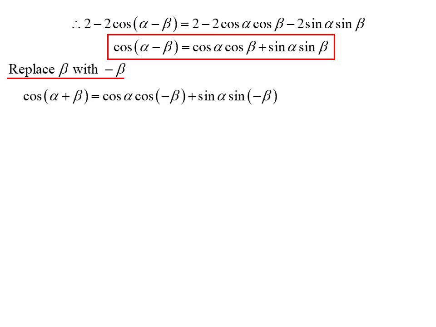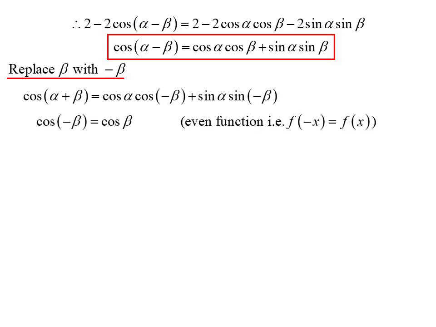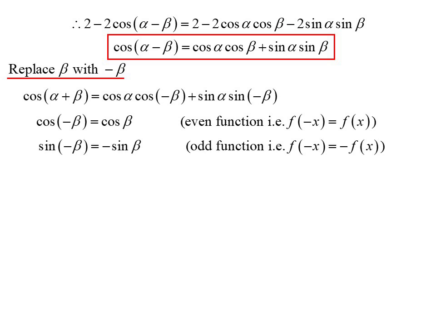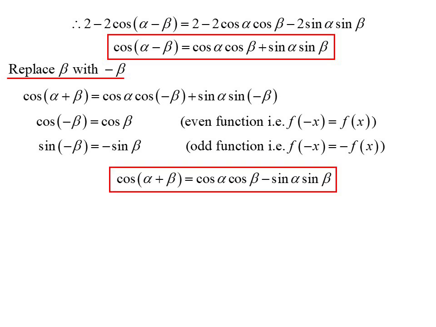Now what I'm going to do is replace beta with negative beta. I now have a formula, which means alpha minus beta becomes alpha minus minus beta, alpha plus beta. And over in the other one, we have cos alpha cos minus beta, sine alpha sine minus beta. But I know cosine is an even function, so the cosine of minus beta is the cosine of beta. And sine is an odd function, so the sine of minus beta is minus the sine of beta. Substitute that in. I now have a way of expanding, for want of a better word, the cosine of alpha plus beta. And if we look at them, they're very similar.